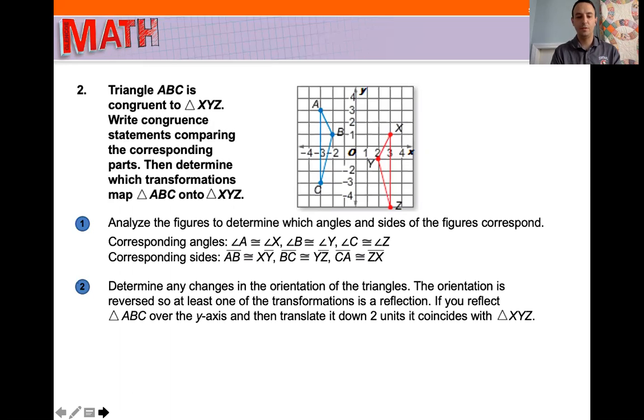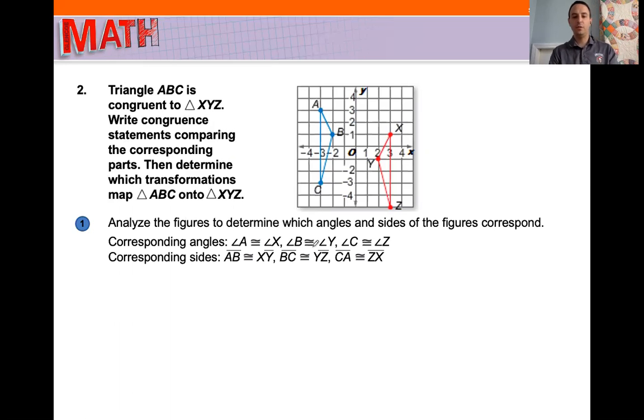So if I look at this, I know they're congruent because I can see AB and XY are congruent. BC and YZ, XZ and AC. They're all congruent. All the angles are equal to each other. So now the next step is, okay, what transformation maps those two onto each other? That kind of combines unit 1, lesson 1 and lesson 2 we're looking at.